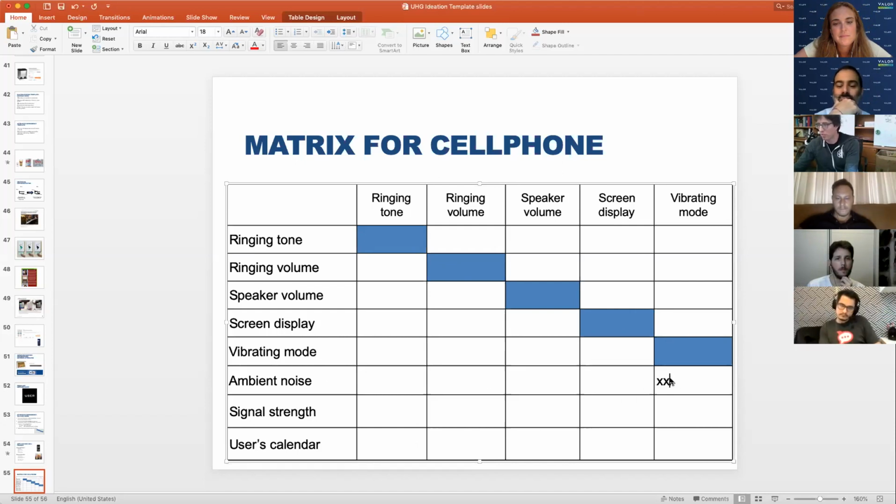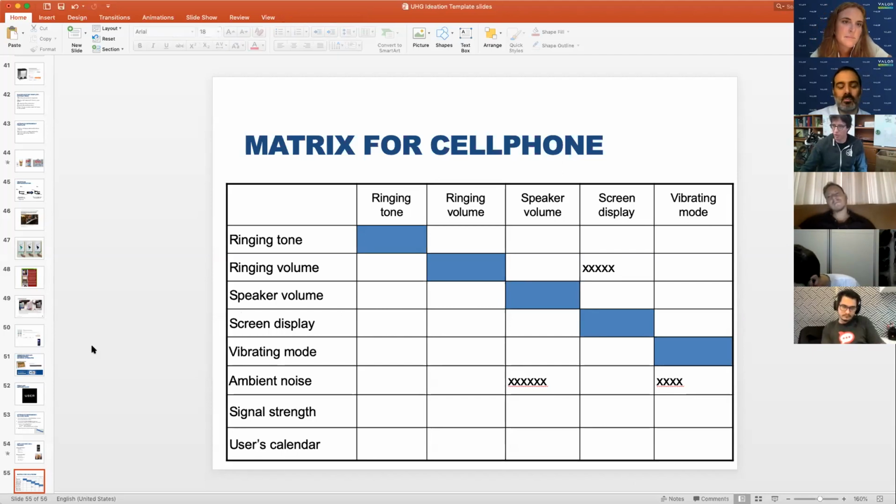Let's turn on vibrating mode when ambient noise is really high. Or ambient noise and speaker volume. Let's automatically turn up the speaker when ambient noise is high, okay? Or maybe I want to change my screen display to match as an extra signal with my ringing volume. And you could just go square by square by square and create new things. And it's all systematic. If we had the time, we would actually practice this and I would show you how to do it properly, and it wouldn't make you feel like you're drinking water from a garden hose. But unfortunately, I don't have the time for it.